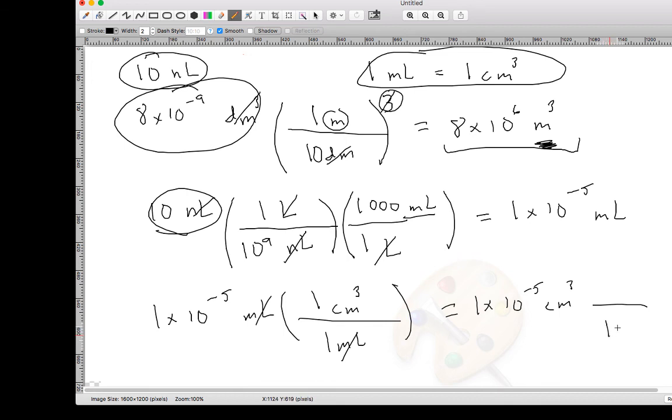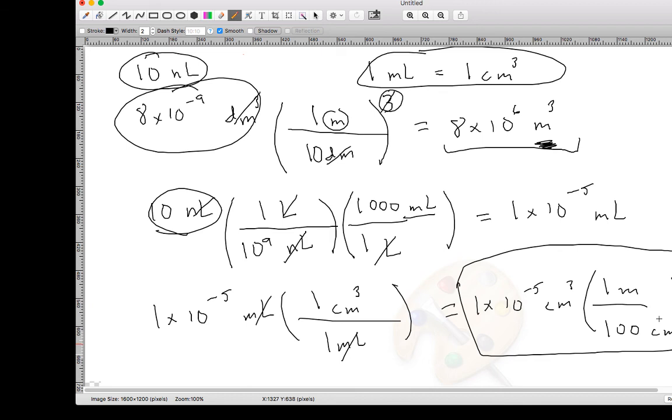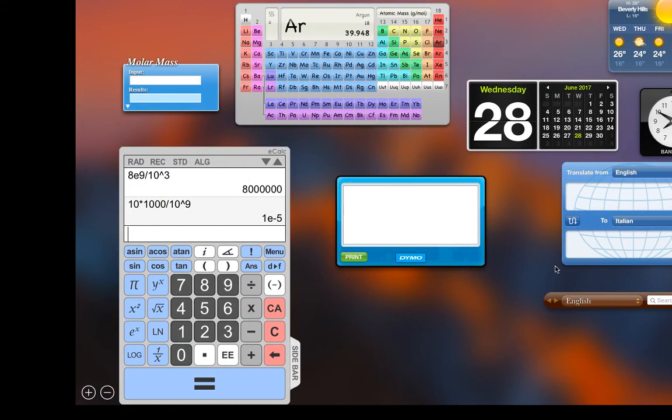Well, I know that there are 100 centimeters in 1 meter. But we're talking about cubic centimeters, so this needs to be cubed. So now, this is a problem where I do 1 times 10 to the minus 5 divided by 100 cubed! Don't forget the cubed. So it's 1 times 10 to the negative 5 divided by 100 cubed.